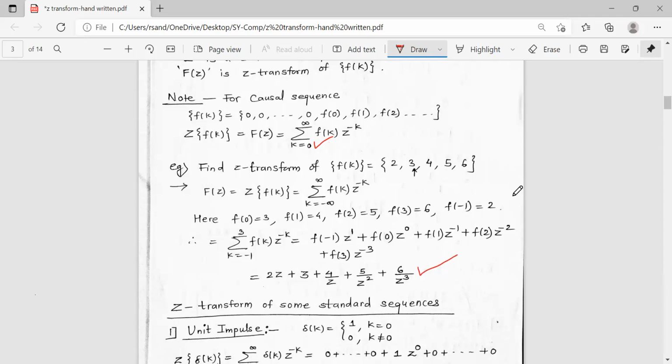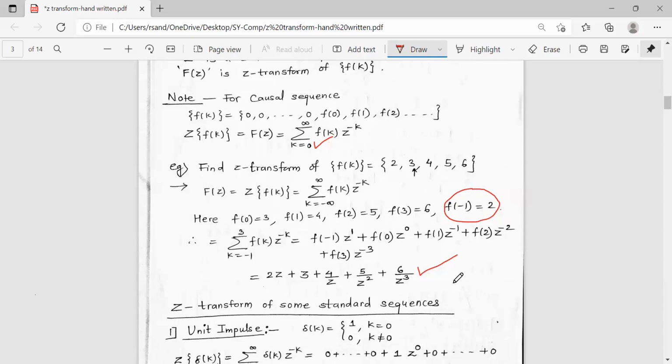मॅडम 2z कसं आला नाही कळलं. Which one? First term. f of -1 into z raised to the power minus 1. f of -1 is 2, no? So this is 2 into z. Acha. f of -1 is 2. Okay. And z raised to, we are substituting k is equal to -1, so z raised to 1 it will come. So that is the first term. Just put z raised to that power and f of whatever the position. So we'll get this particular answer, that is F of z.